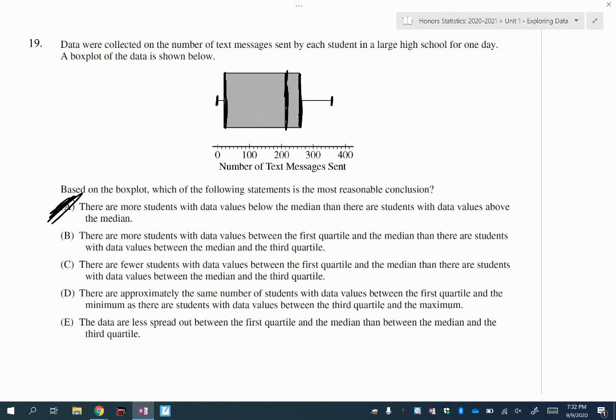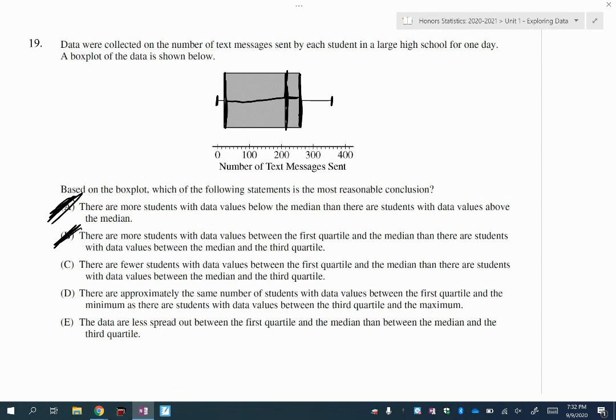There are more students with data values between the first quartile and the median, so that's this distance, than there are students with data values between the median and the third quartile. Again, they're trying to confuse you and say, wow, it's so much longer between the first quartile and the median. But guys, you know there's the same percentage of data values. There's 25% between the first quartile and the median, and 25% between the median and the third quartile. So that's another answer choice that will get a lot of students to pick it.